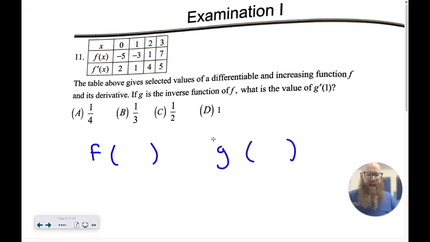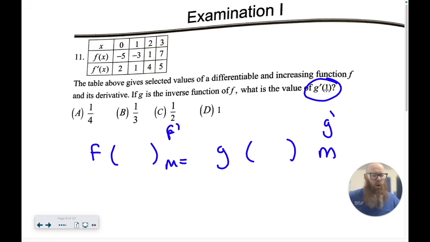At each point I have a g prime and an f prime, which represents the slope of the tangent line at that input for that function. So I start here. G prime of 1, well, that is this. When I find g prime of 1, that's the slope of the tangent line at 1 on the g function. But I don't really know anything about the g function. I have no information about it up here.